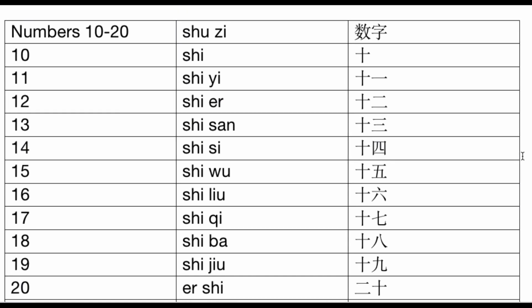So these are the numbers from 10 to 20, and then for 30, 40, 50, and 100.